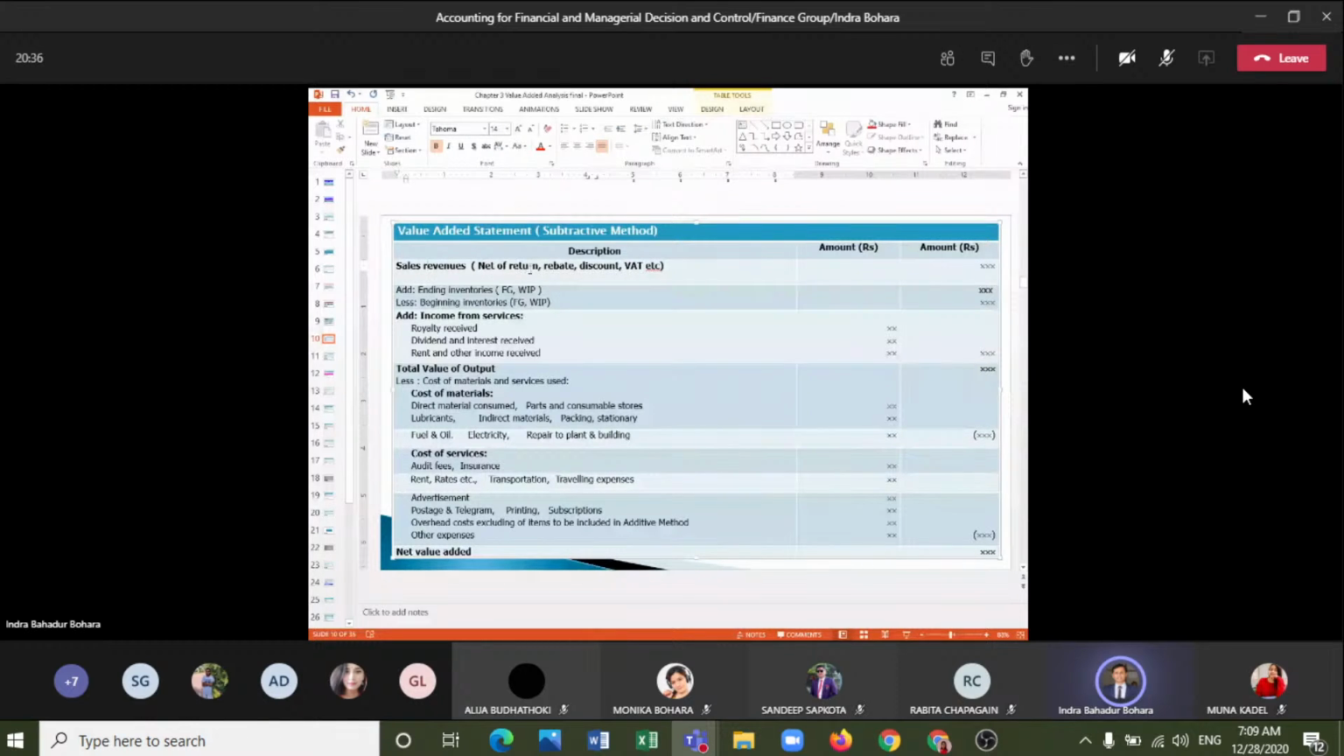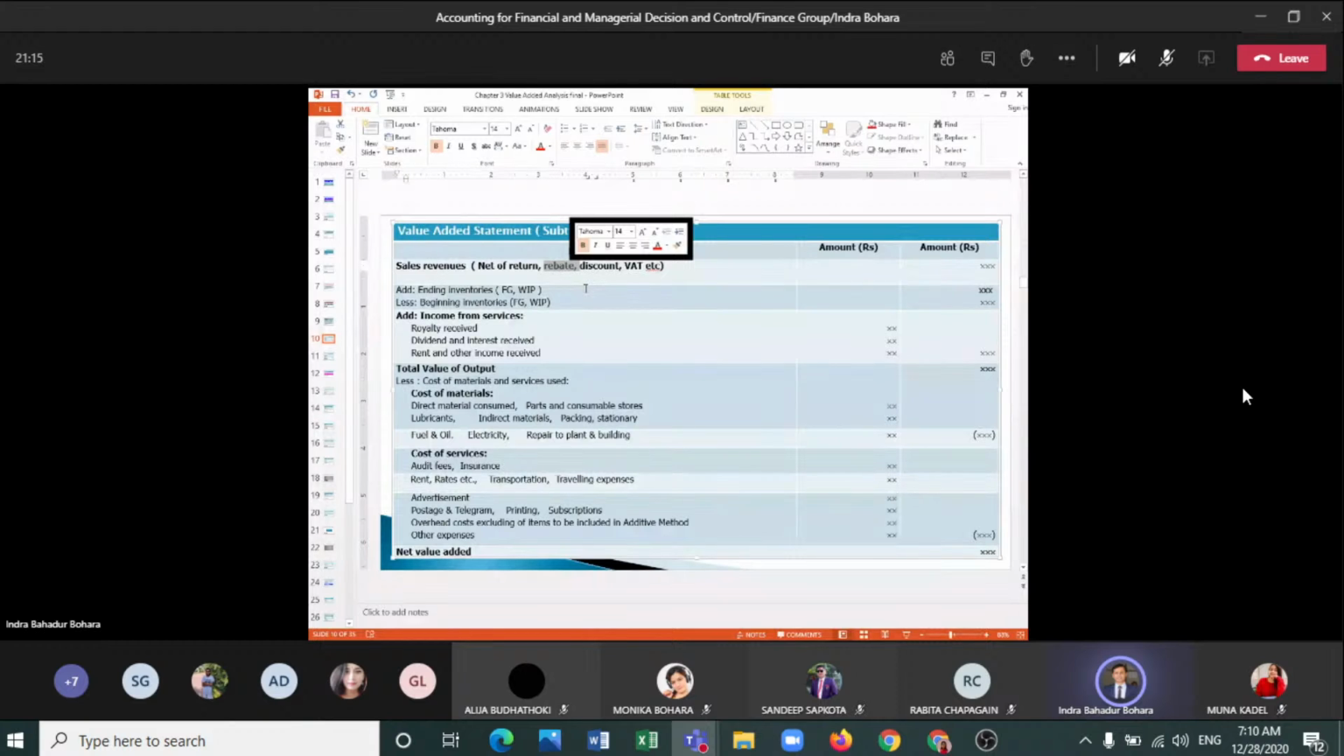So net of return means net of return or any allowances or rebate given to the customer by the company along with the sales, like buy two get one free. So one item free given to the customer is that allowance or rebate. And similarly, any amount of discount given to the customers, like trade discount or cash discount, that is deducted to find out the net sales amount. Therefore, net sales amount is calculated first.